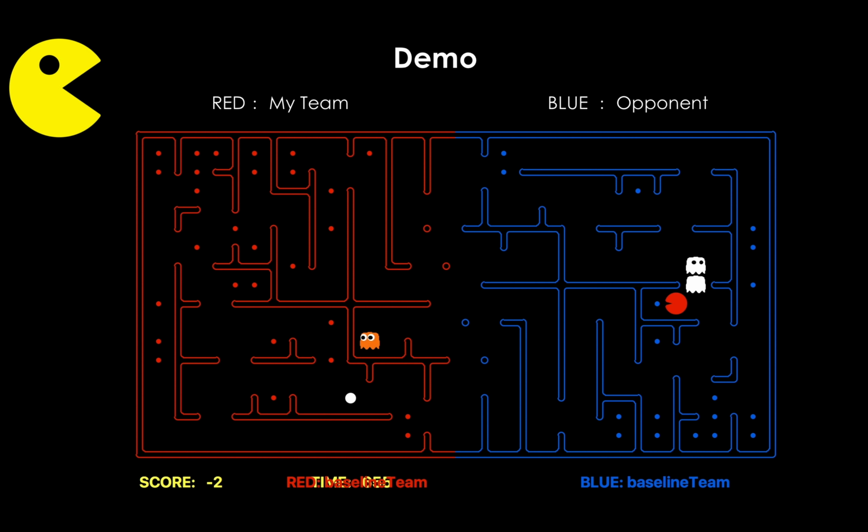Whether to eat the capsule is based on the BFS path distance from my Pacman to the capsule position, and by setting the ghost position and its one step neighbors as walls as well. My Pacman will try to eat the capsule if this distance is less than the shortest BFS path distance from any ghost to the capsule.